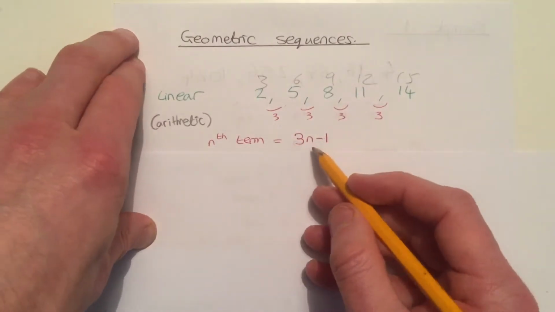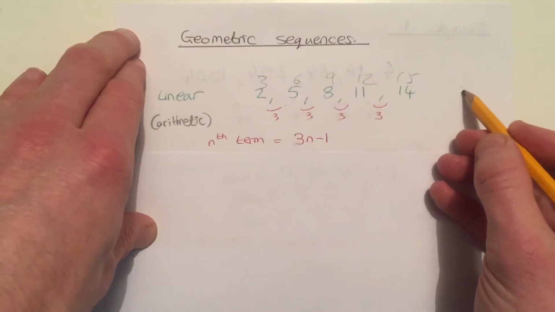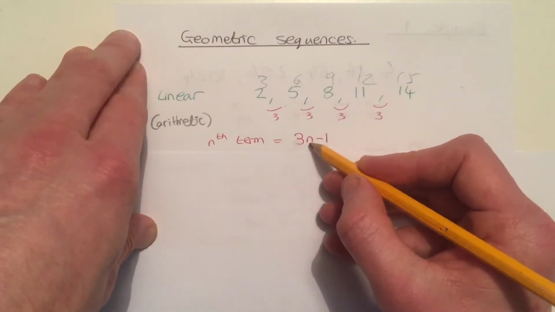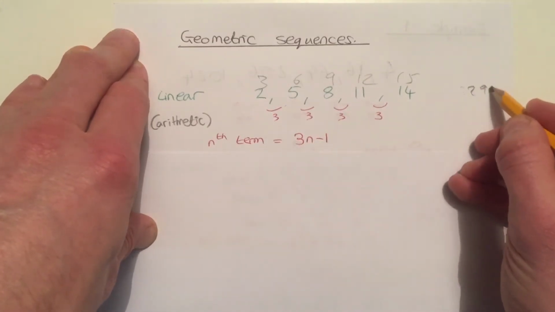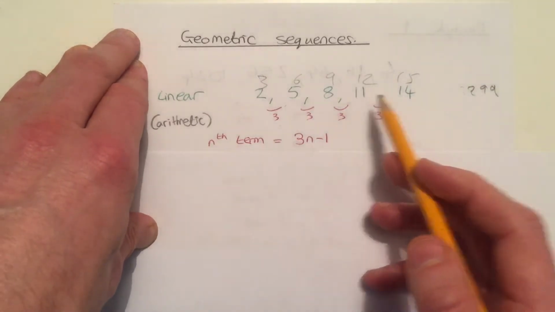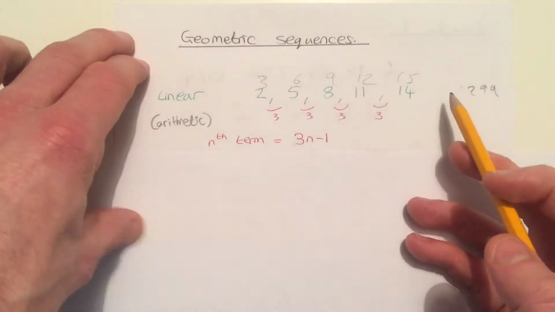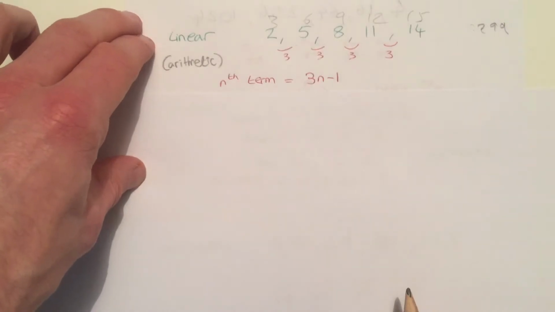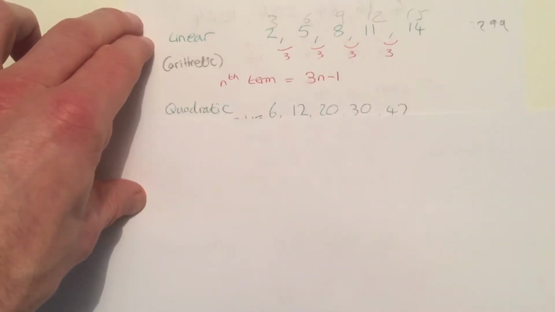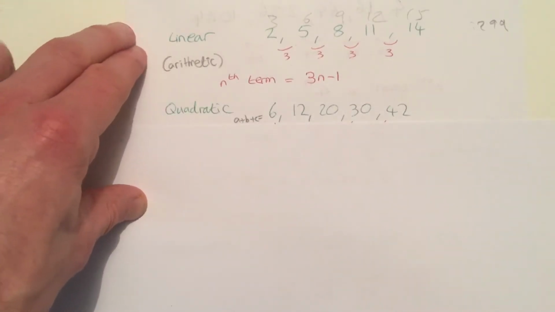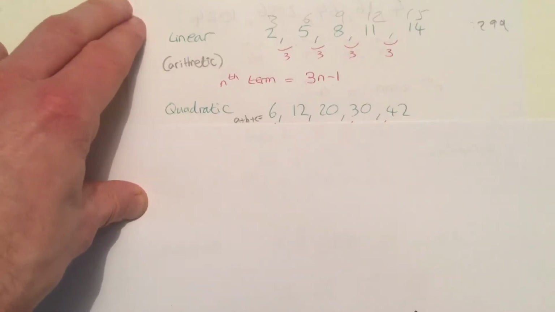This would allow me to work out the 100th number in this sequence by doing 3 times 100, take away 1, is 299. So the 100th number in this sequence is 299. The second type of sequence you should know already is a quadratic sequence that looks like that.